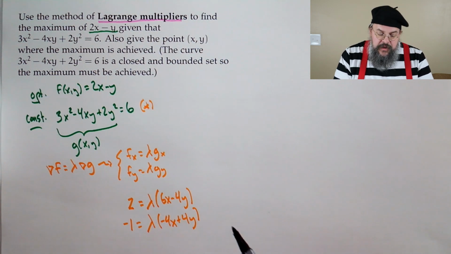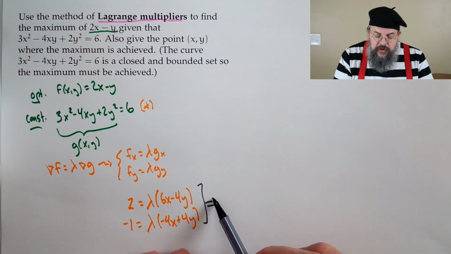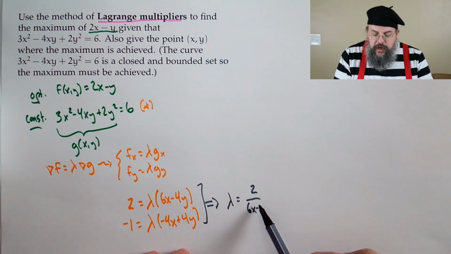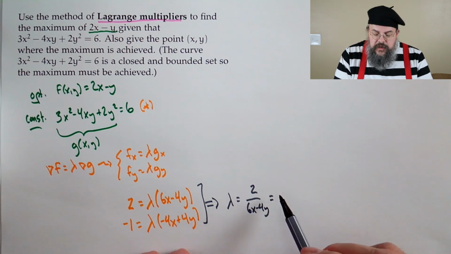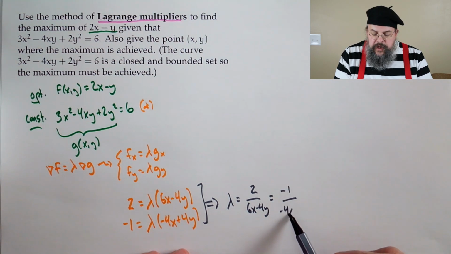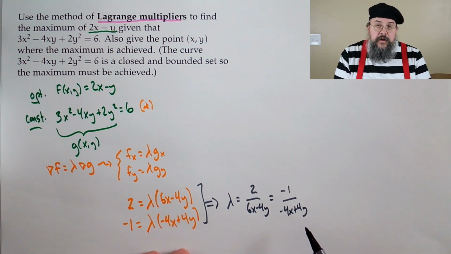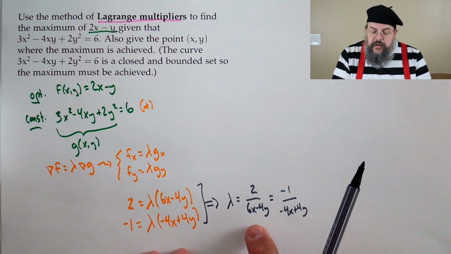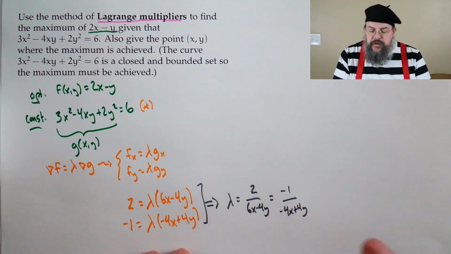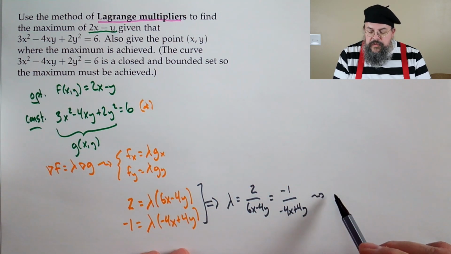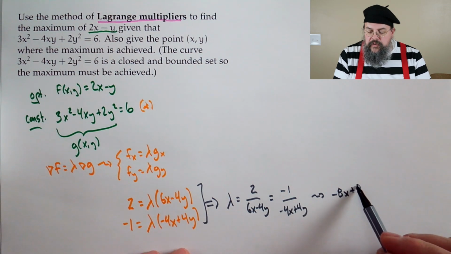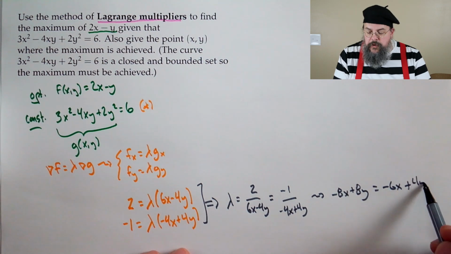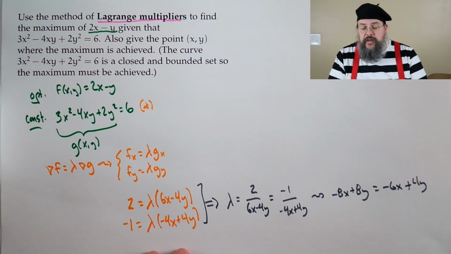So what does that mean? Well, here that says, look, lambda, that's 2 over 6x minus 4y. But it's also minus 1 over minus 4x plus 4y. And now, okay, so just divide. Clear denominators by doing cross multiplication. So this becomes minus 8x plus 8y equals minus 6x plus 4y. So cross multiply.